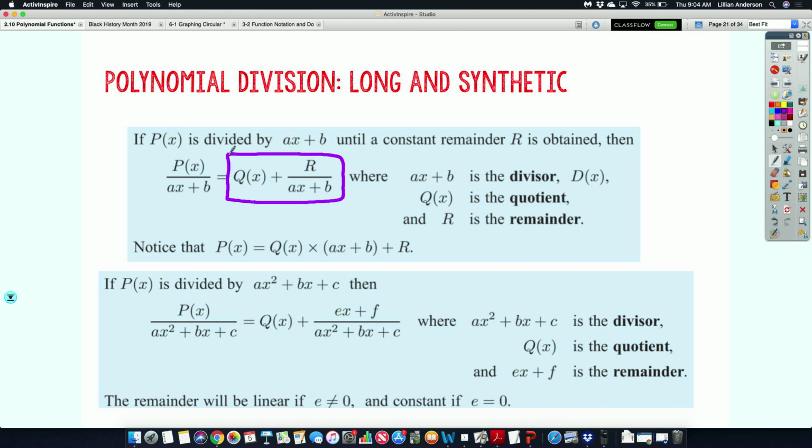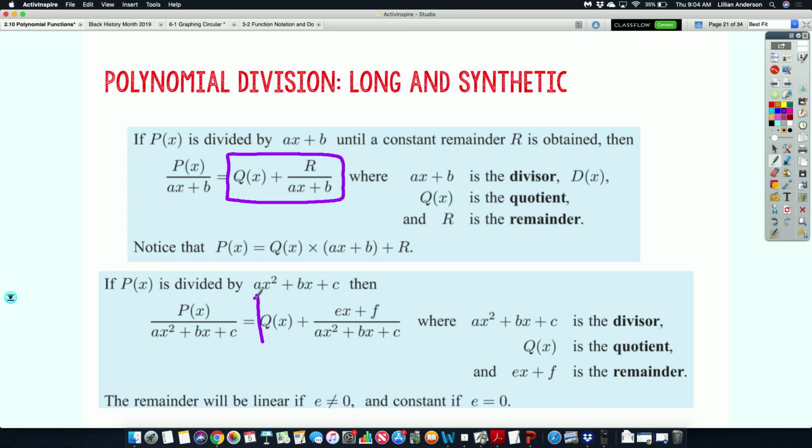You should never have done that. That is the proper way to write dividing a polynomial. Do realize that if you multiply the quotient by the divisor and add the remainder, you should always get your original polynomial function every time. Same thing applies when you're dividing a polynomial by a quadratic.